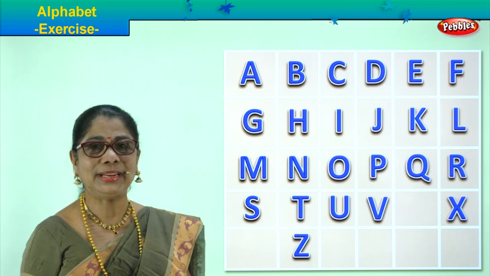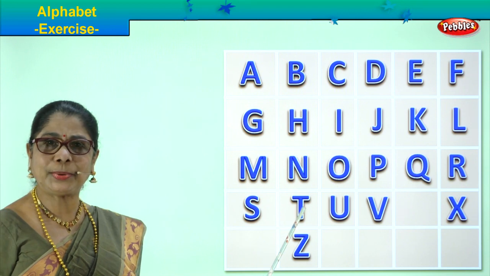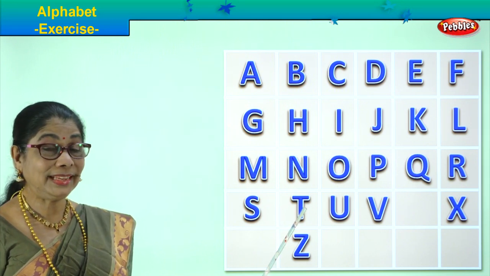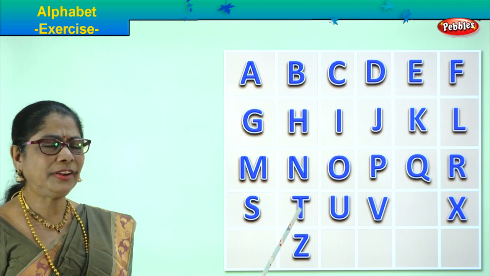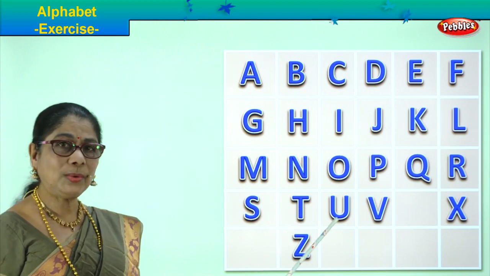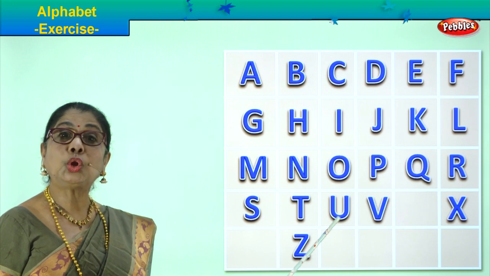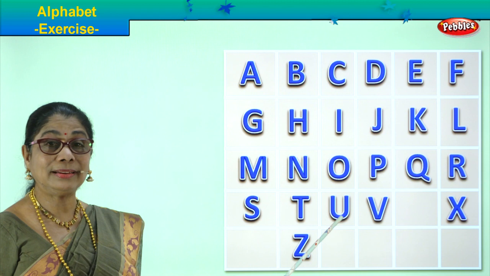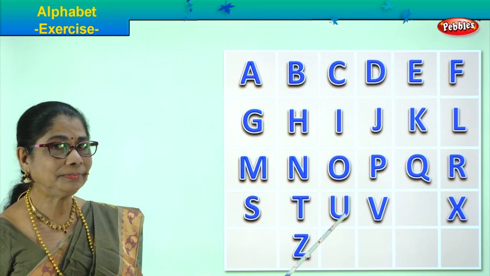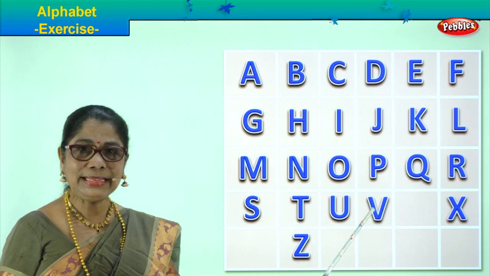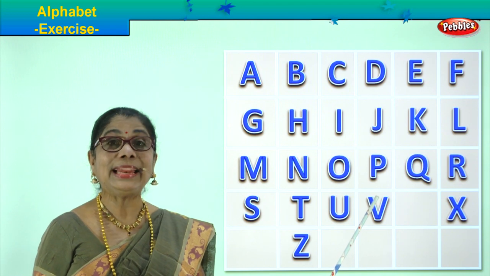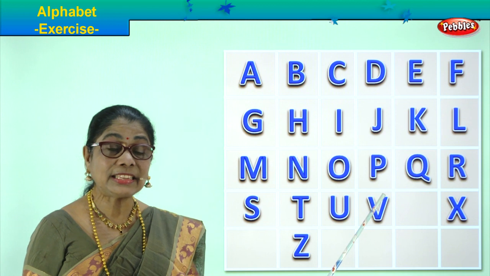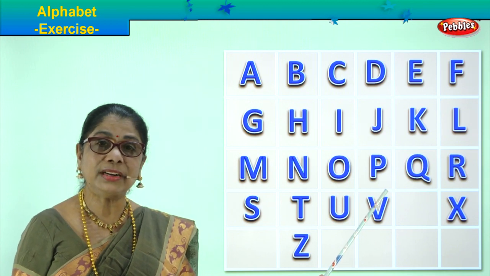Very good. T. Tap. What's the sound of T? T. Very good. And this letter, what is this? U. Umbrella. What's the sound? U. And what is this letter? Letter V. Van. Sound of V is V.